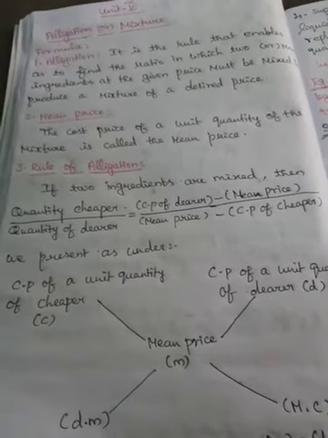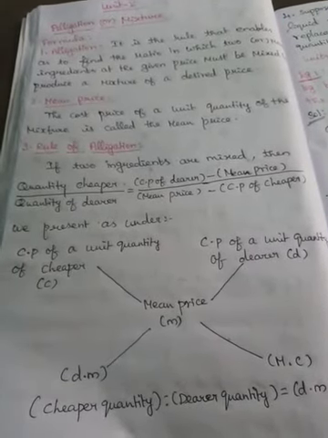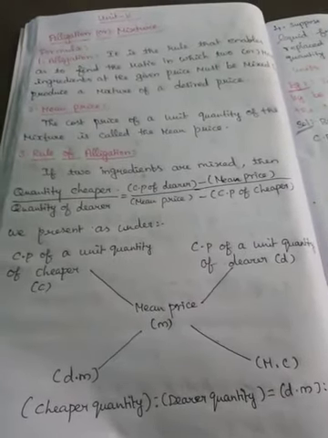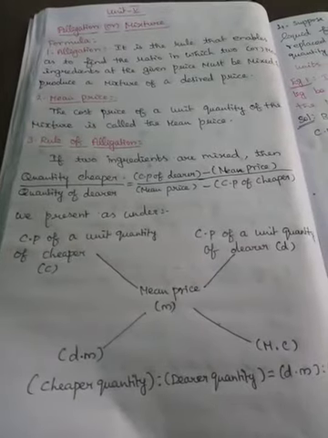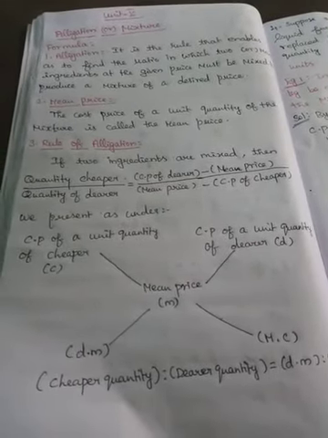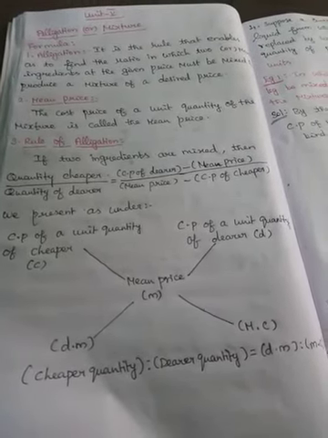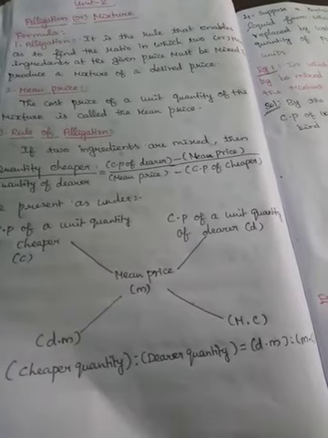We present it as under. Middle one is the mean price M. First one is CP of a unit quantity of cheaper, C. Second one is CP of a unit quantity of dearer, D. Third one is D minus M. Fourth one is M minus C. Cheaper quantity is to dearer quantity equal to D minus M is to M minus C.